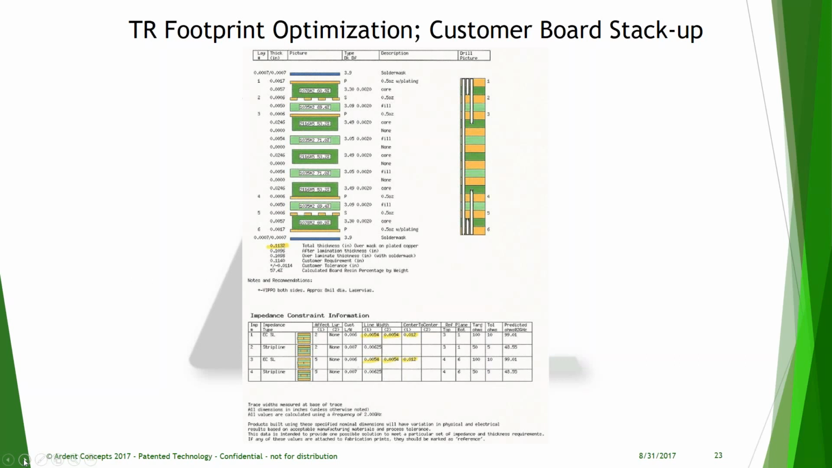Other things we'll look at is the via technology. So here in this particular board stack up, there was a drill picture shown on the right, which showed us what the via technology was going to be. And again, this helps us recreate the most accurate printed circuit board that we can for our model and simulation purposes.